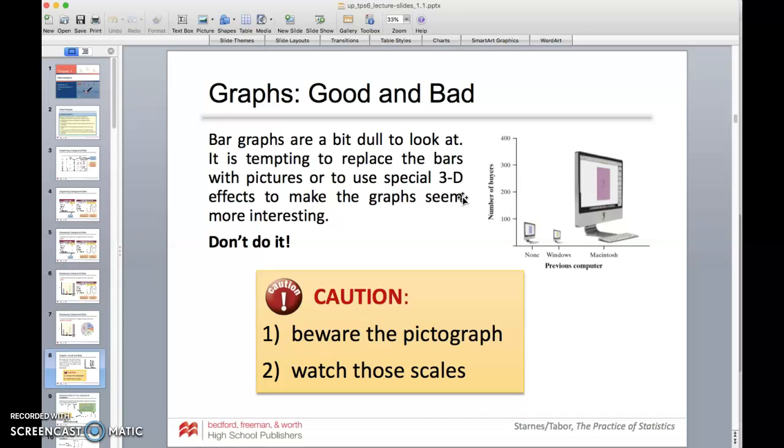And sometimes those pictures can be really misleading, because right now it looks like Macintosh is huge over Windows and none in the example that we have here, and that's because we're displaying things that have multiple dimensions here. Right now, this is about 3.5 times bigger than that, but it sure looks a lot bigger.